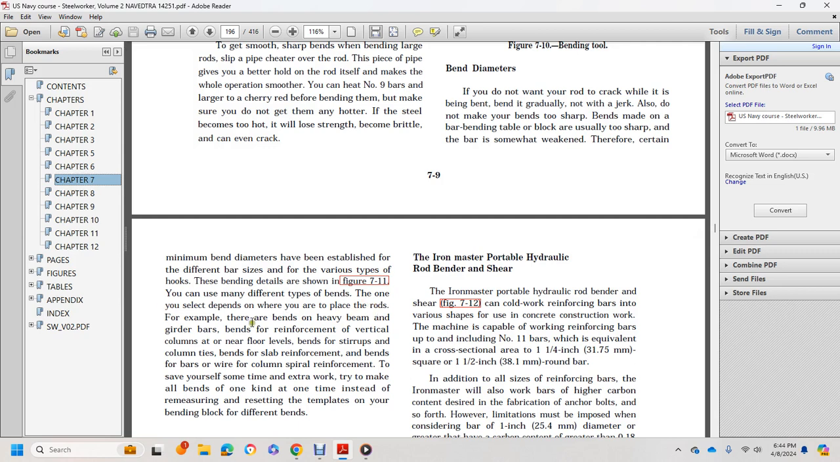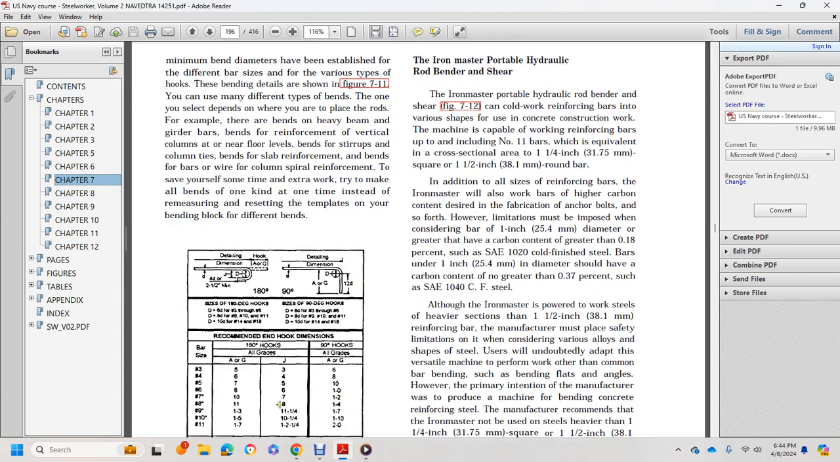For example, there are bends for heavy beam and girder bars, reinforcement for vertical columns near the floor levels, bends for stirrups and column ties, bends for slab reinforcement, and bends for column splice reinforcement. To save yourself some time and extra work, try to make all bends of one kind at one time, instead of measuring, retesting, and setting the templates on the bending block for different bends.